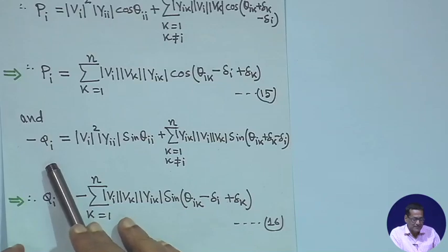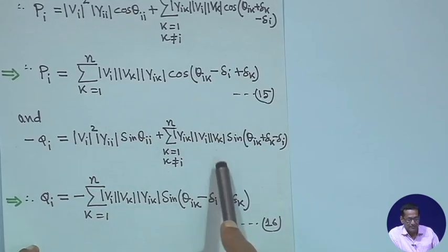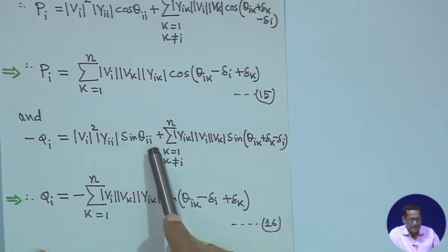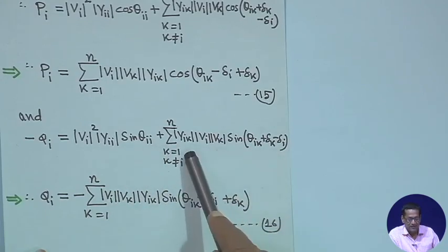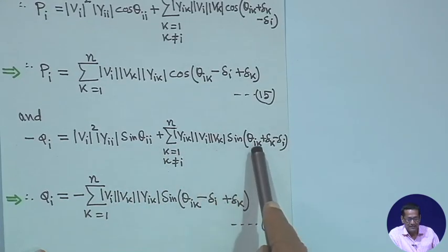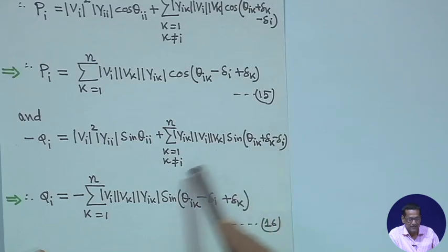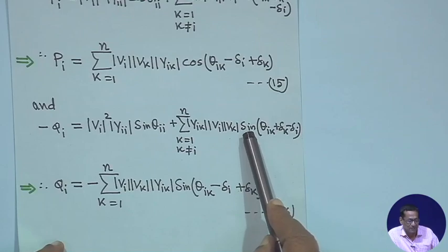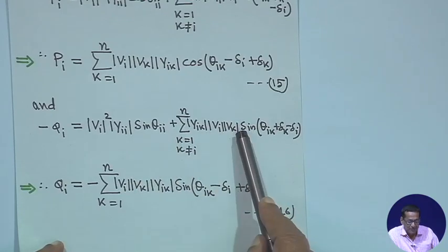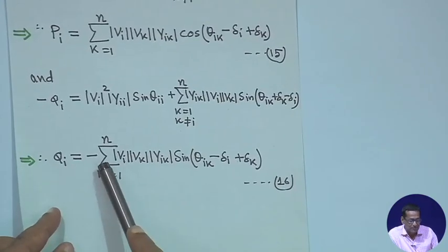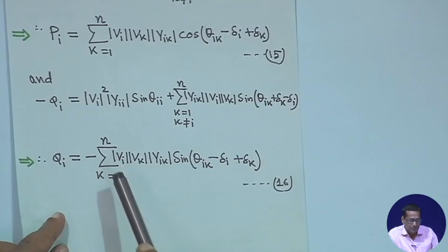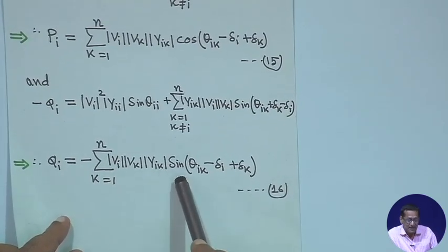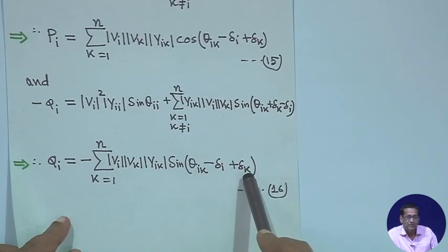Similarly, for minus Q_i, the imaginary term, minus Q_i is equal to V_i squared Y_ii sin θ_ii plus the sum of Y_ik V_i V_k sin(θ_ik plus δ_k minus δ_i), with k not equal to i. In a similar way, this ith term you take into the summation. So in that case Q_i will be minus the sum over k = 1 to n of |V_i| |V_k| |Y_ik| sin(θ_ik − δ_i + δ_k).